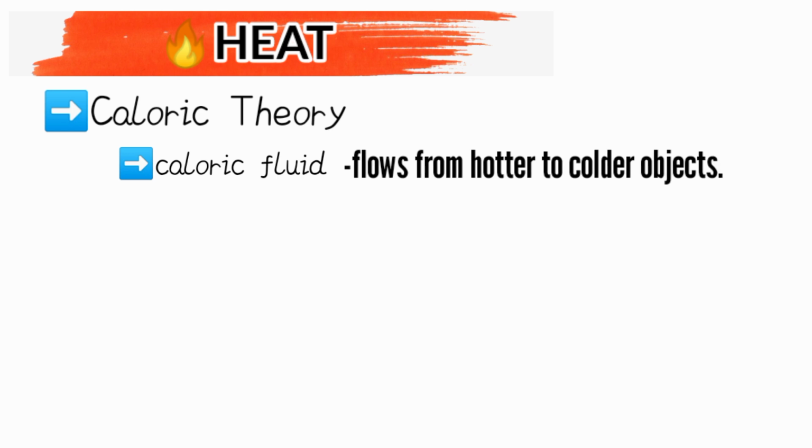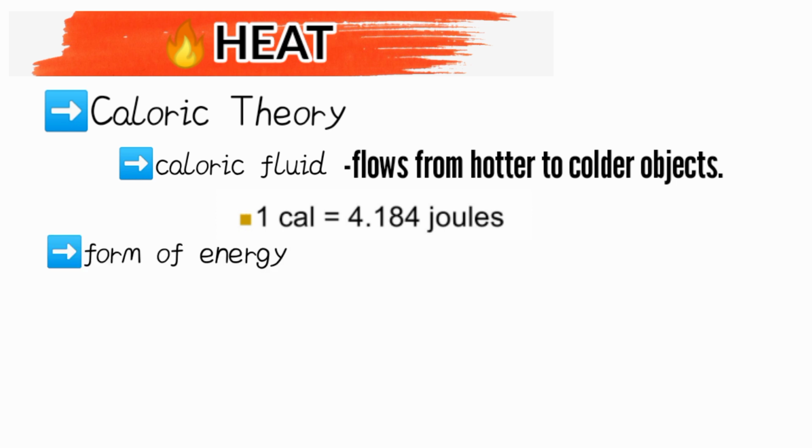James Prescott supersedes this theory by providing that a measurable amount of mechanical energy can always be transformed into definite amounts of heat. He called this quantity the mechanical equivalent of heat, and it has a value of 4.186 joules equivalent to 1 calorie. He also concluded that heat is another form of energy.